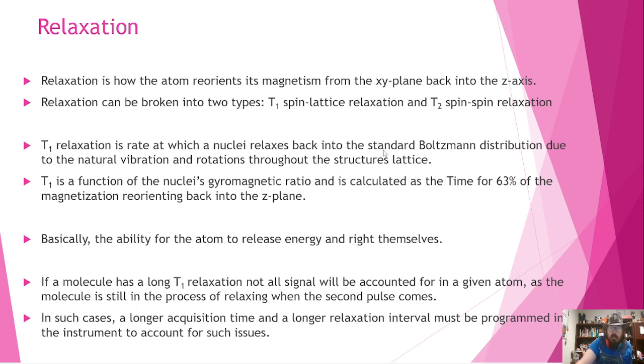Generally speaking, we calculate a time for about 63% of the nuclei to reorient themselves, but this is a function of the gyromagnetic ratio. So, let's say molecules have a long relaxation period. One thing we have to worry about is that not all the signal will be accounted for in a given atom, as some of the molecules are still in the process of relaxation before the second pulse goes to analyze the second set.